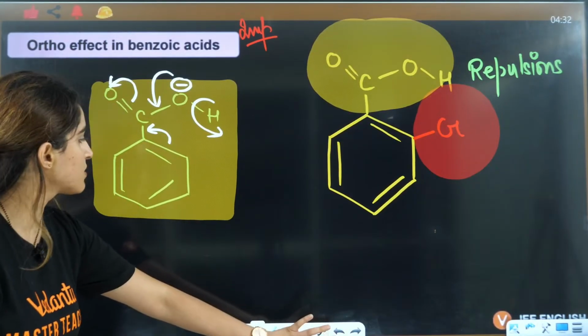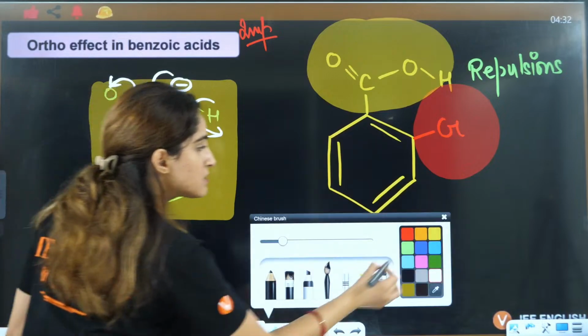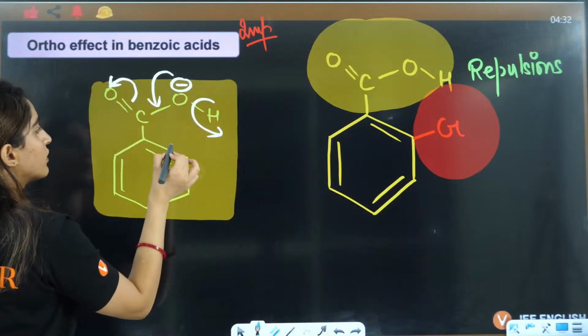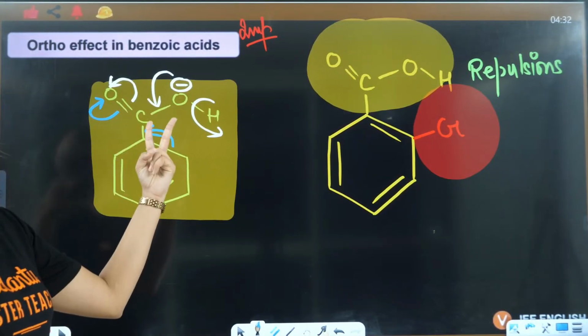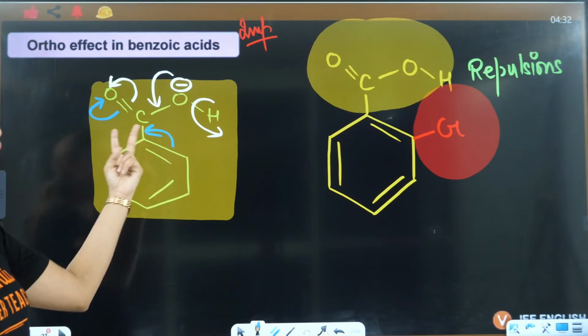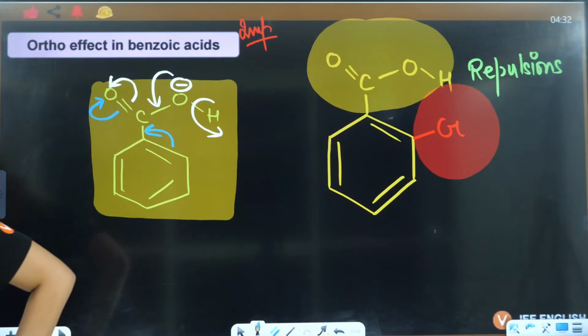I'll just show it with some other pen, right? This resonance also it can show. This resonance also. Two resonances are possible here, right? Two things are possible here, right?